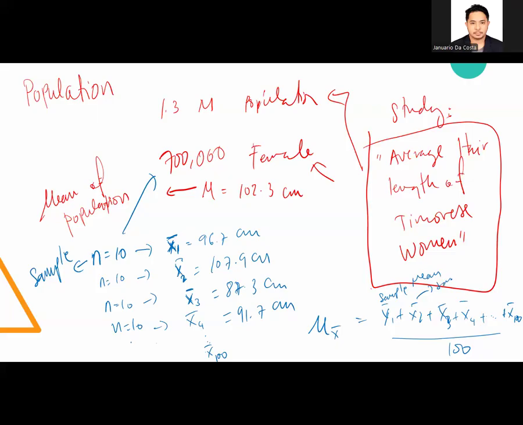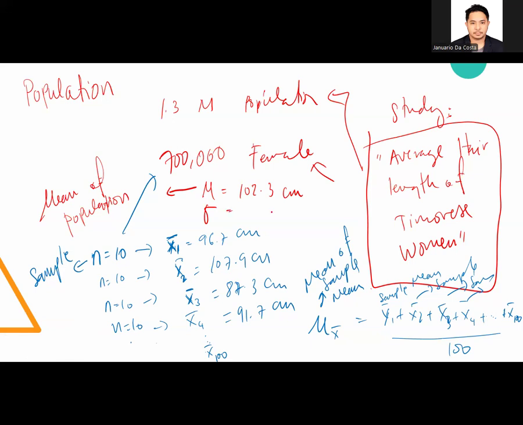This is also a sample mean. This is also a sample mean. This is also a sample mean. But you take the mean of all the sample means. This is what you call the mean of means, the mean of sample means. Comprende?